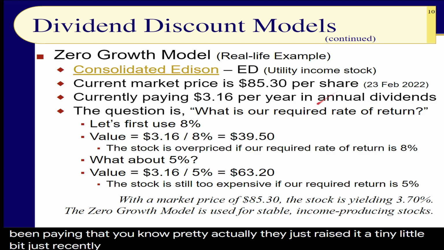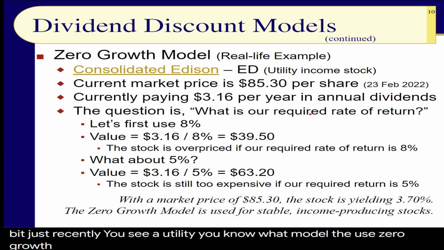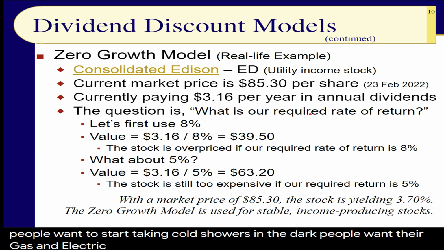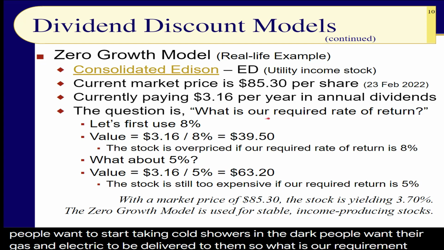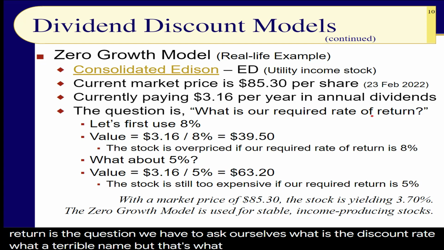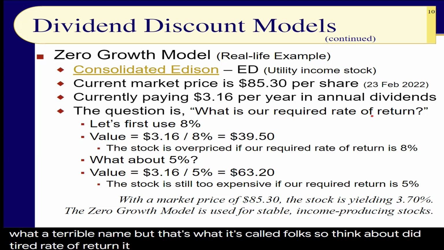So we look at a utility. When you see a utility, you know what model to use, zero growth model, okay? Utilities aren't going anywhere unless people want to start taking cold showers in the dark. People want their gas and electric to be delivered to them. So what is our required rate of return is the question we have to ask ourselves. What is the discount rate? Ugh, what a terrible name, but that's what it's called, folks. So think about desired rate of return, expected rate of return, required rate of return, or discount rate.